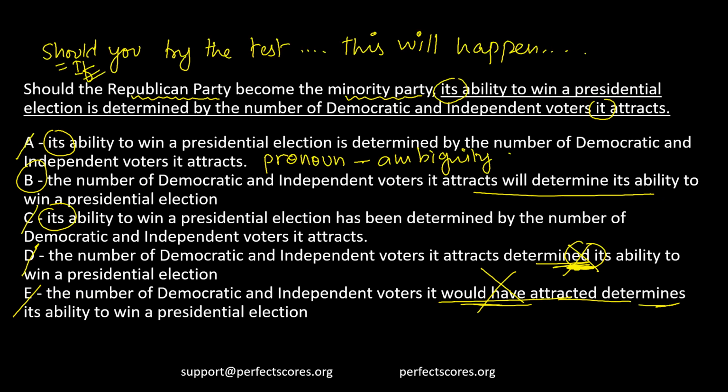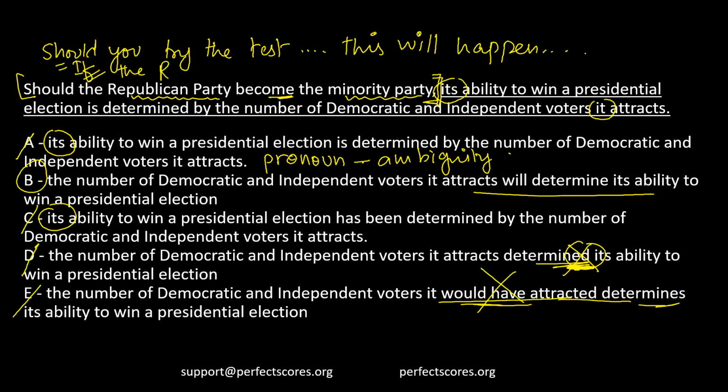Okay, any doubt on this question? No. Okay, one thing I want to add here is that you can probably add to your notes as well. So I'm saying, should the Republican Party become the minority party? That's a hypothetical situation. If you want to use the word if in place of should, you have to take care of this verb here. It should be, if the Republican Party becomes the minority party.